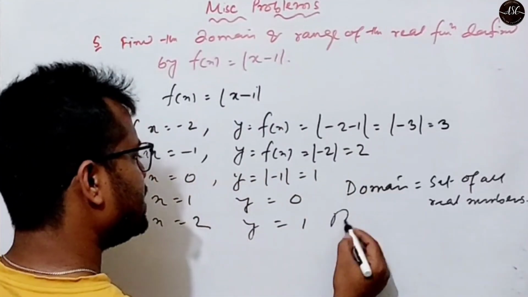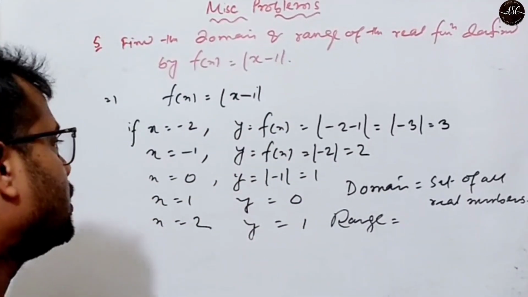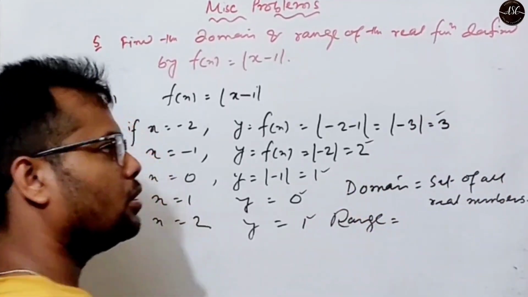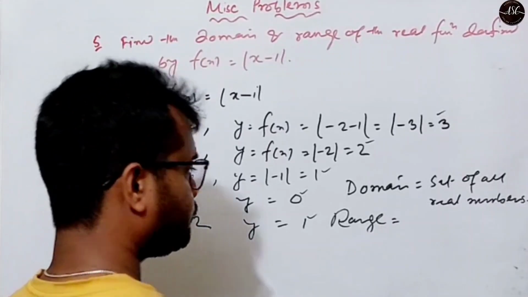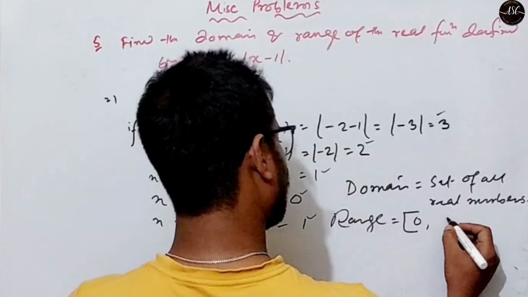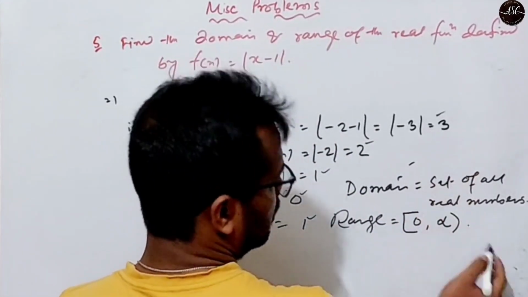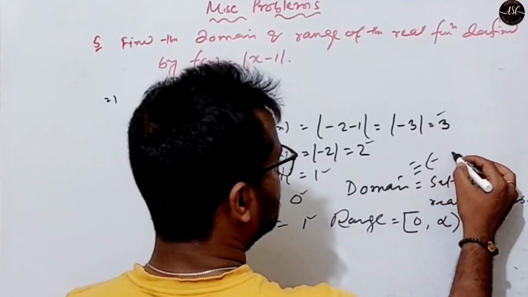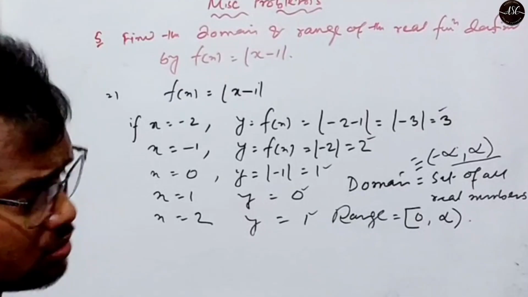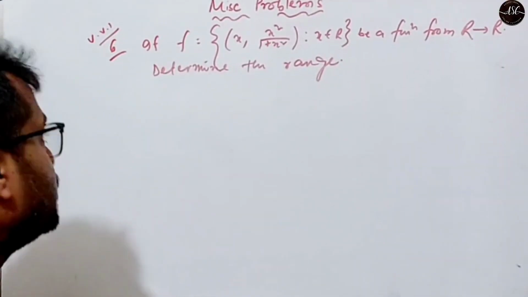Okay, and range, what will be the range? Here the values of y are all positive. All are positive. So from 0, that means 0 comma up to infinity within first bracket. And this type of expression of domain is minus infinity to infinity within first bracket. Okay, or set of all real numbers. Okay, this question, this is also a very important question.